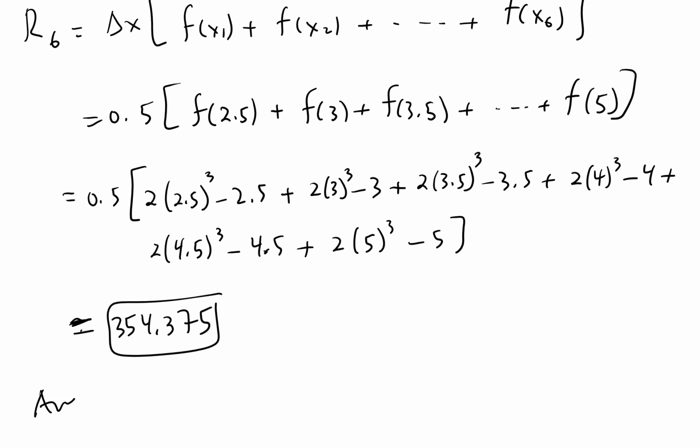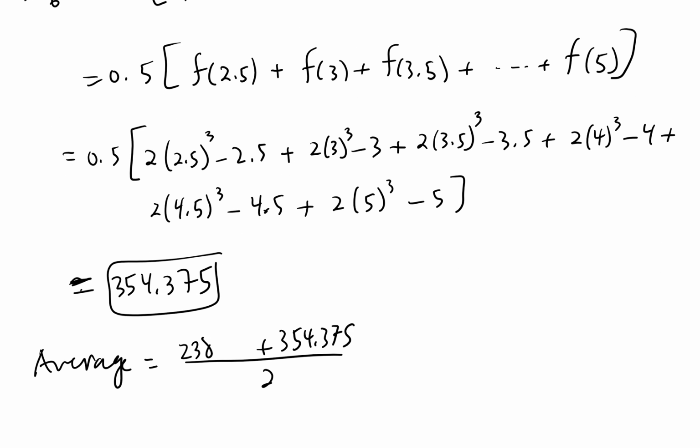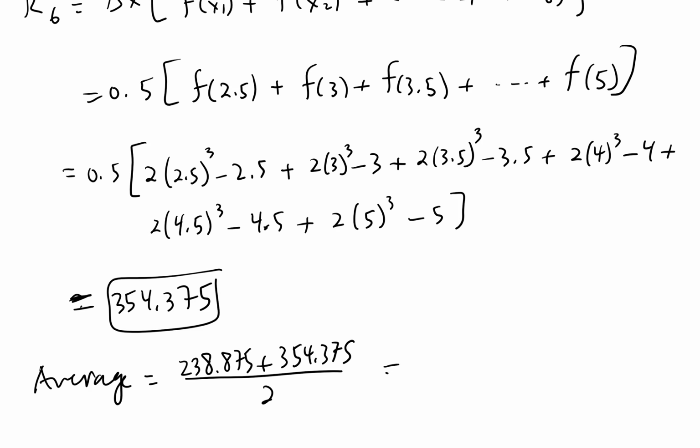Now we find their average by adding them and divide by 2. 354.375, and the first one we found, 238.875. It gave me 296.375.